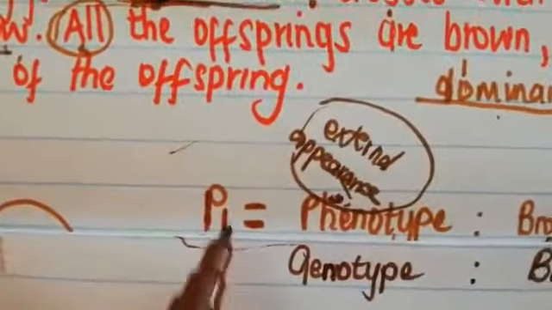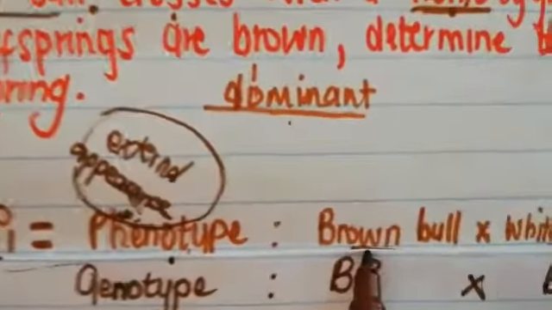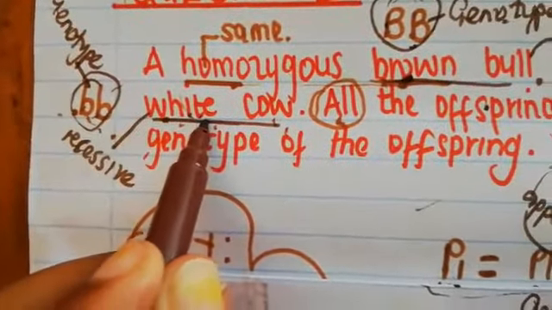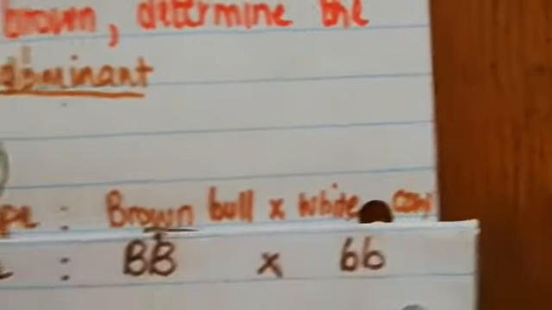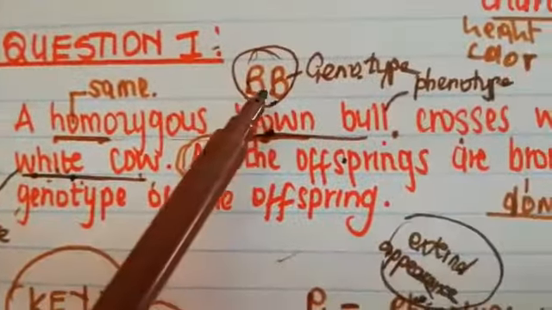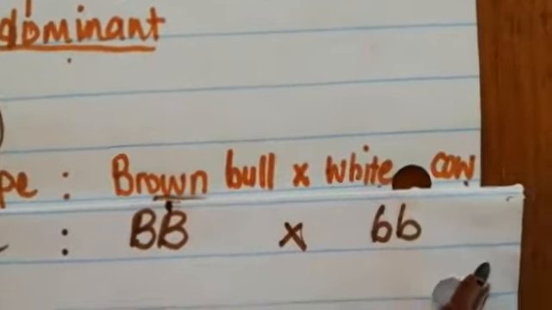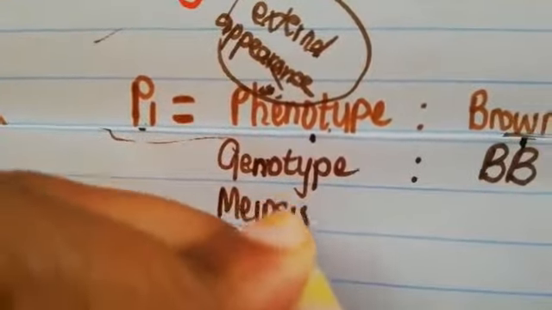So you go back to our diagram, we write P1, which represents the parents, and then phenotype, and then we have a brown bull, remember, and a white cow. So you write brown bull that crosses with a white cow. And then for genotype, again, as I told you, what we were developing here were our genotype. So you just take that as it is. For the brown bull, we know that it's double capital letter B, and for a white cow is double small letter b, right? And then you go to the process which we call meiosis.